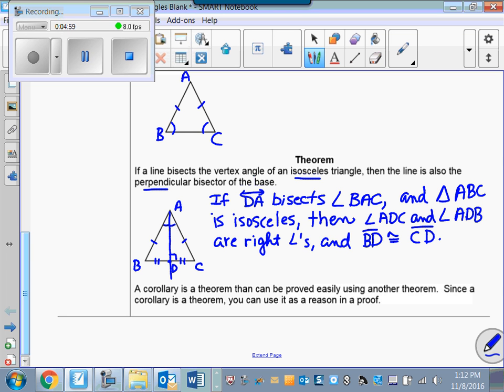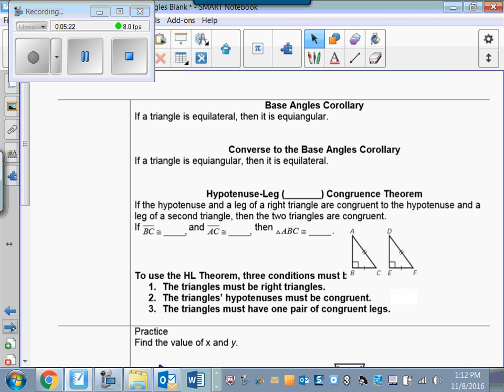All right, we're going to talk about a corollary. I think we may have already talked about corollaries, but I couldn't remember, so I put this little line in. A corollary is a theorem that can be proved easily using another theorem. Since a corollary is a theorem, you can use it as a reason in a proof. So I'm thinking we might see some corollaries coming up on the next page. Yeah, we've got the base angles corollary that says if a triangle is equilateral, then it is equiangular.